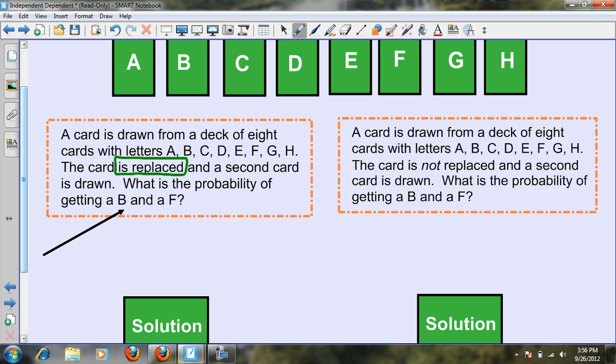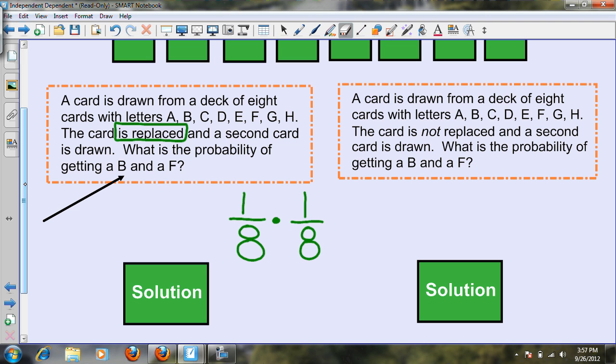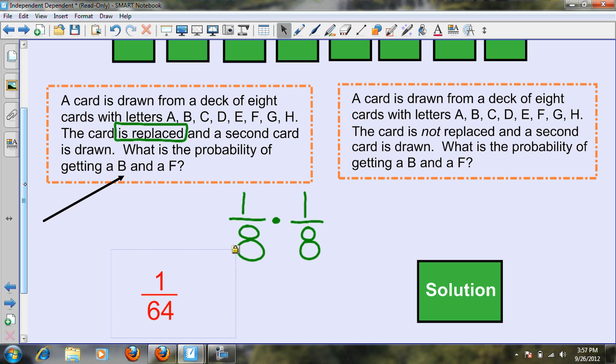How many total letters do we have? 8. How many B's? 1. Since it is replaced, how many letters will I have to choose from in my second one? 8. How many F? 1. My rule says that I do what with these probabilities? Multiply. 1/8 times 1/8 is, you guessed it, 1 out of 64.